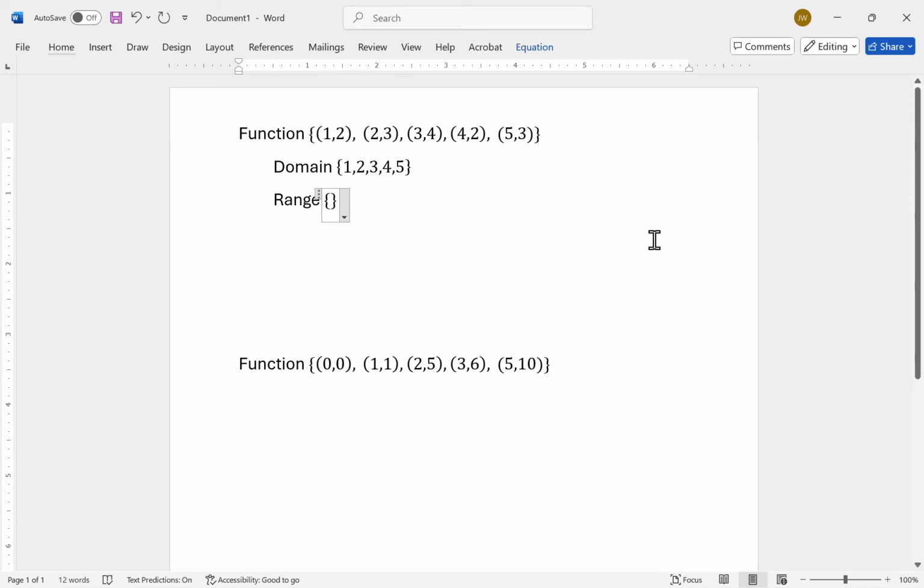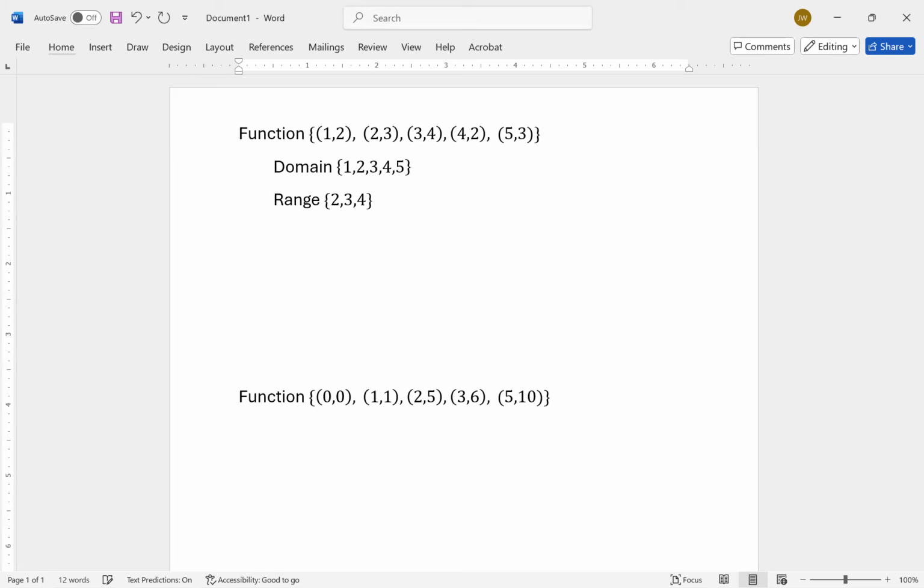Our outputs are 2, 3, 4, and we have a 2 and a 3 again. When we're talking about a set of numbers, we do not have to repeat those numbers. So I don't have to rewrite 2 and 3. I can just rely on 2 and 3 from the previous ones. Hopefully that makes sense. But this is the idea.